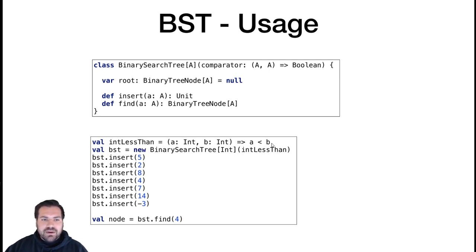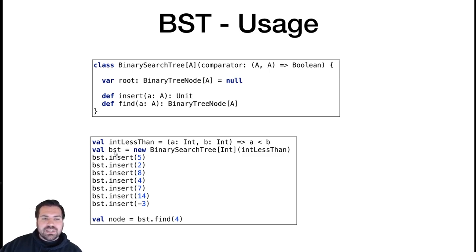But I'll have my comparator just be less than with ints. Create a new BST of type int. Give it that comparator. And now I'm going to have a BST structure that's going to store these ints, not necessarily in sorted order, but in an order that keeps the structure of the BST according to this comparator. And then I'm going to insert a bunch of values into it and hope that I get the structure that I expect. Of course, we're going to. And then we can call find on this BST as well.